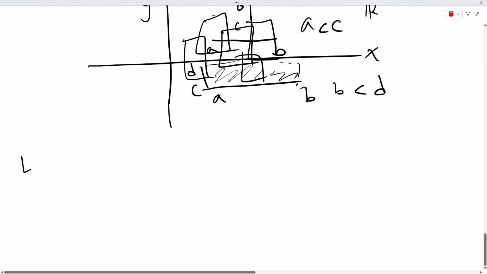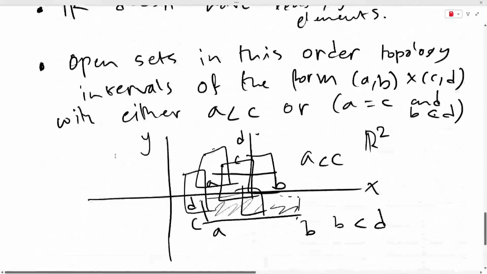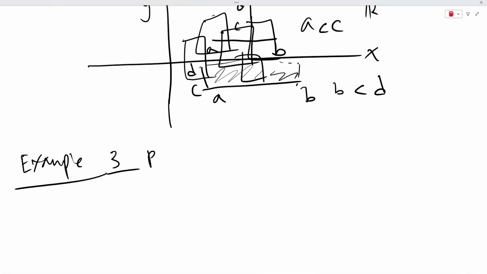Now we can consider the third example. Example 3. This is the positive integers.